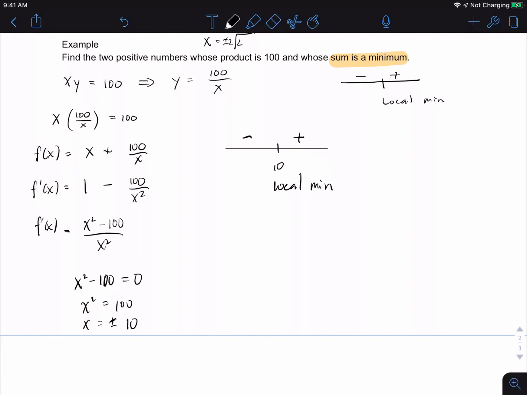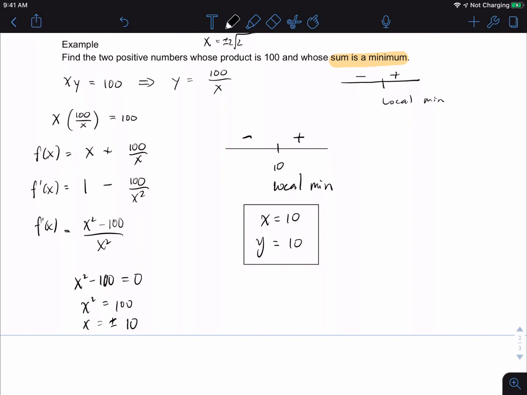Now, we know they want you to find two positive numbers. So we know one of the numbers is 10, that's x. So x is 10. What is y? It's also 10. Right? And we can get that because we see the substitution y is equal to 100 over x. So it's 100 divided by 10, which is 10. And so this is my solution.